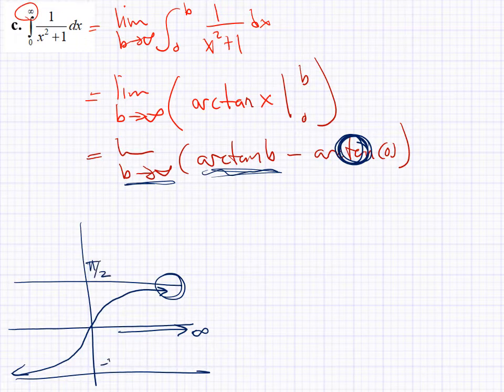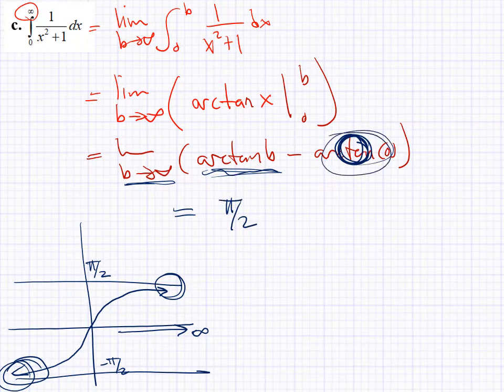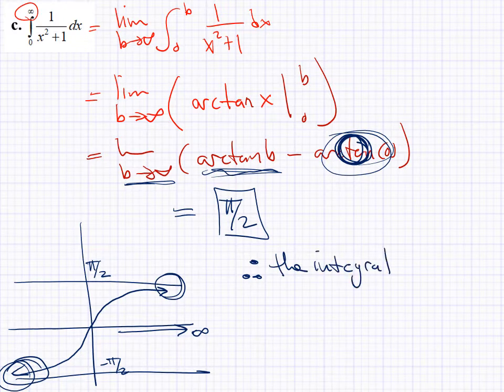This lower one is located at minus pi halves. So if we're going to negative infinity, we get closer and closer to negative pi halves. So knowing that, you can see that the limit as b goes to infinity of arctan of b should approach pi halves. And remember, this is 0, so pi halves is the answer for the limit, and therefore the answer for the integral. So therefore, the integral converges to pi halves.